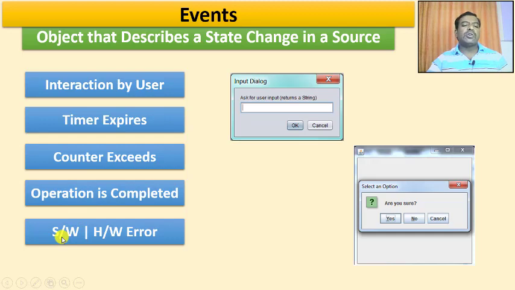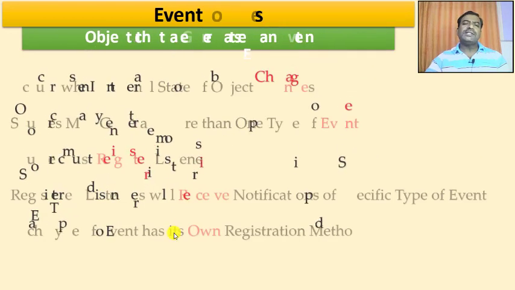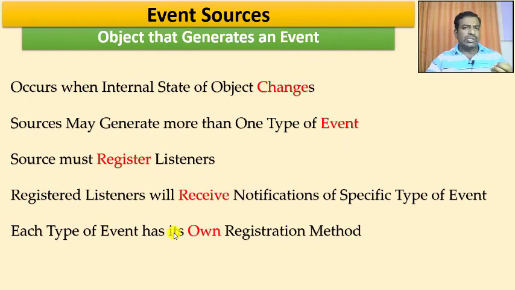Or whenever there's a software or hardware error which can occur when the application is running. These are a few cases where events can be generated and which should be handled in your program. And with these events, when you talk about the event source, I don't know what type of event or where the event is going to be, but just talking about the event source again, it is the object that generates an event. So this is an object, or a class, which creates or generates an event. It occurs when the internal state of an object changes, as I just explained.